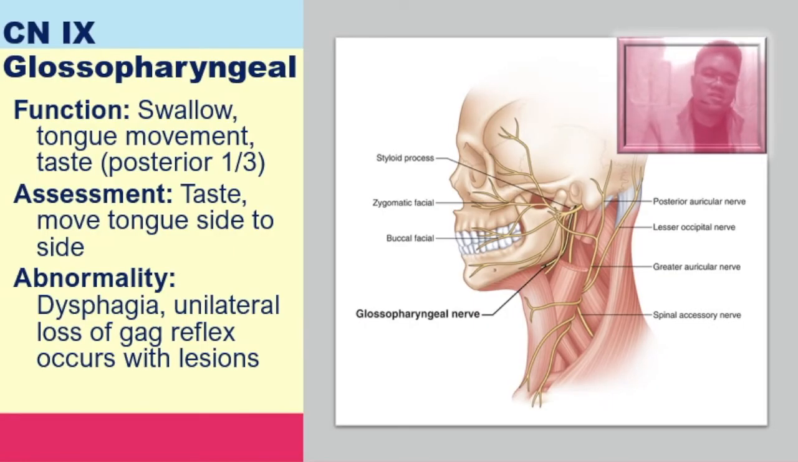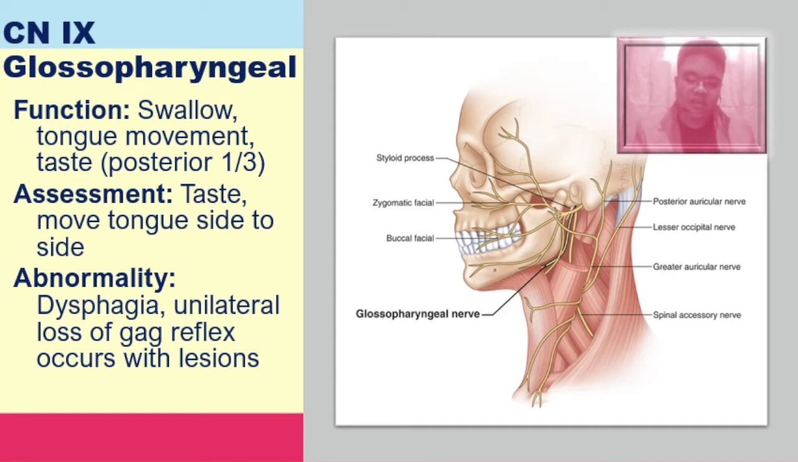Then you have your CN9, glossopharyngeal nerve. Class, your glossopharyngeal nerve would allow us to swallow, move the tongue, and also taste, meaning its function is both sensory and motor. Assessment of this one is done through taste and movement of the tongue to the side. So usually tell the patient to move the tongue against the cheeks. And then at times you tell them to move the tongue against the cheeks and against the force of your palm. That's to evaluate your glossopharyngeal nerve.